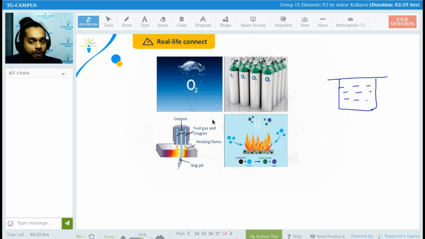Okay. Now, as it cools down, I'll open the vessel and I'll put the fish inside it. Will the fish survive or die?